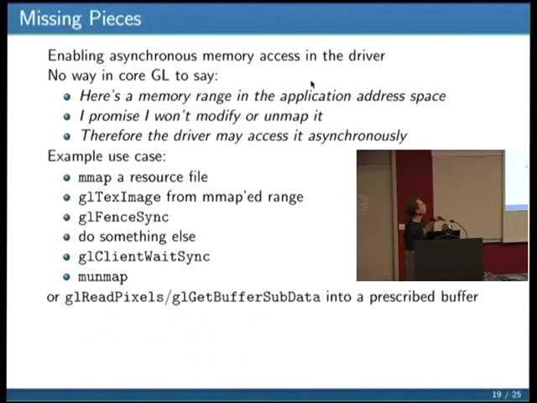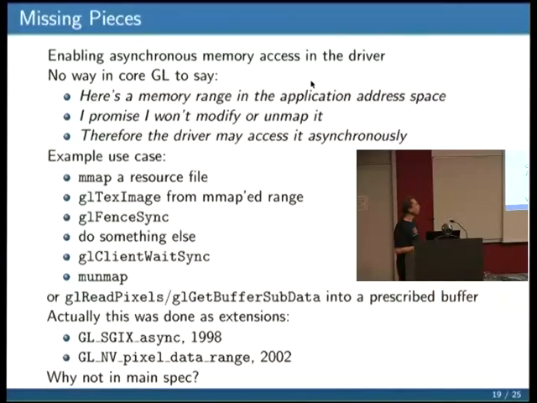So currently there is a problem because the second step is going to block. There is no way to upload the image from application memory asynchronously, but things shouldn't be like that. And this was done before. It is not new. There is a 98 SGIX sync extension. There is an NVIDIA extension from 2002.